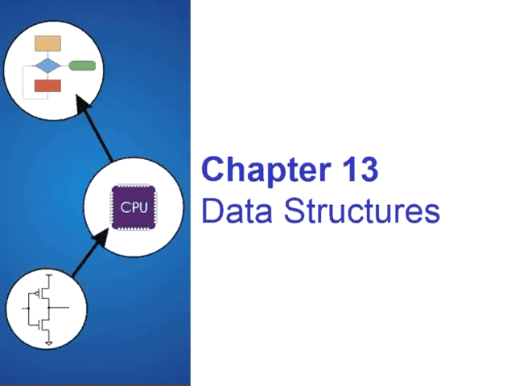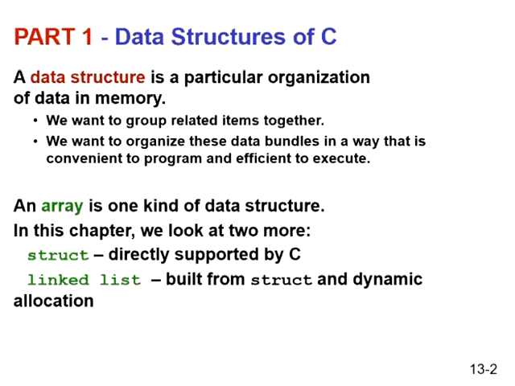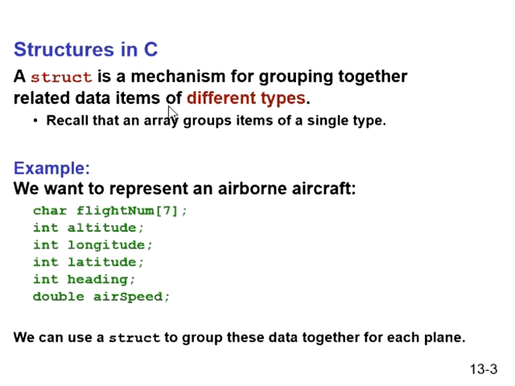Now today we study chapter 13 about data structures. The first one, part 1, data structures in C. In the chapter on arrays you studied a data structure, and now we study the others: the first one, struct, the second, linked list. You know, a data structure is a particular organization of data in memory. You studied arrays, and now we study the structure in C.